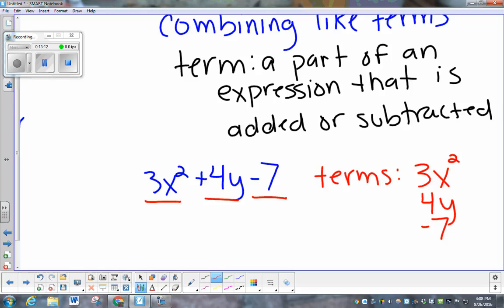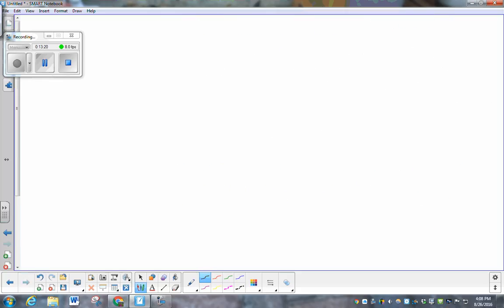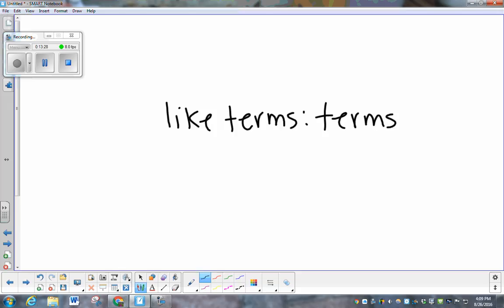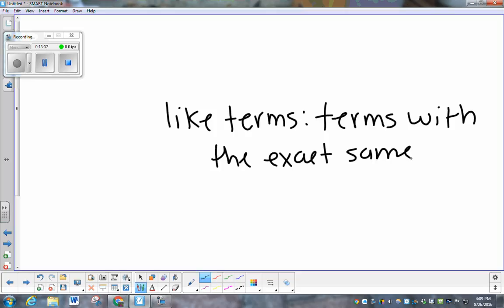Now, what's important when we're talking about combining like terms is what like terms are. So like terms are terms with the exact same variable part. That says exact, sorry, looks bad. Terms with the exact same variable part. So they have to have the same letters on them, basically.